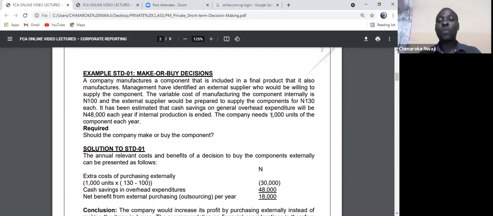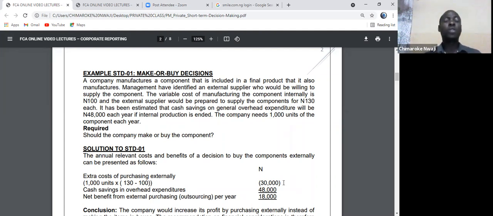Now we have 1,000 components each year because the company needs 1,000 units. So if you're going to spend 30 naira extra on each component, that means the extra cost will be 30 naira multiplied by 1,000, which is 30,000 naira. Now that is an extra cost. So that's why you see it in brackets here. Cost in this instance is a negative figure. Money is going out of you. So you put it in brackets.